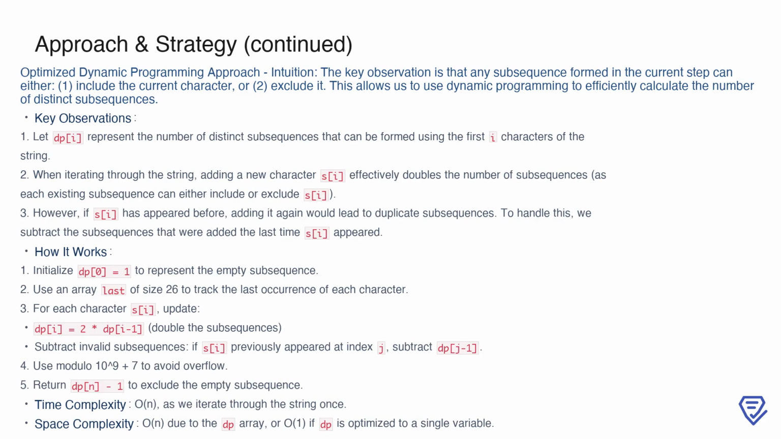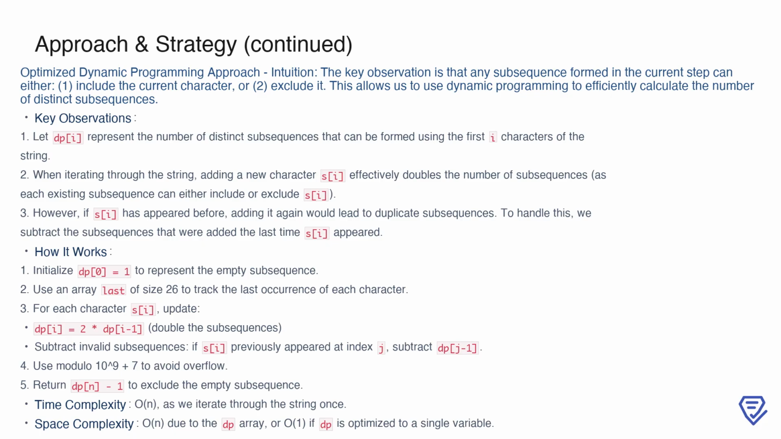A more efficient solution comes from the dynamic programming approach. The key insight here is that every subsequence can either include or exclude the current character, which allows us to calculate the number of distinct subsequences iteratively. To do this, we define dp[i] as the number of distinct subsequences that can be formed using the first i characters of the string. For each character, the number of subsequences essentially doubles because each existing subsequence can either include or exclude the new character. However, if this character has appeared before, adding it again would create duplicates. To handle this, we subtract the number of subsequences that were added the last time this character appeared.